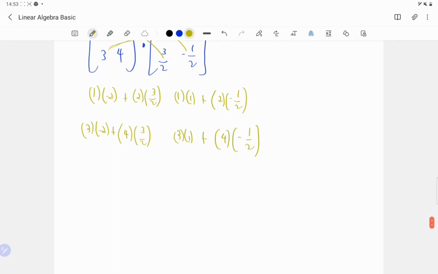Let's do this. This is -2. This is 3. 3 minus 2 is 1. Okay, how about this? This is 1. This is -1. 1 minus 1, 0. How about this? -6. This is 4 times 3, 12, divided by 2, 6. What's this? It's 0. How about this? 3. 4 divided by 2 is 2, so -2. 3 minus 2 is 1. And we got this identity matrix.